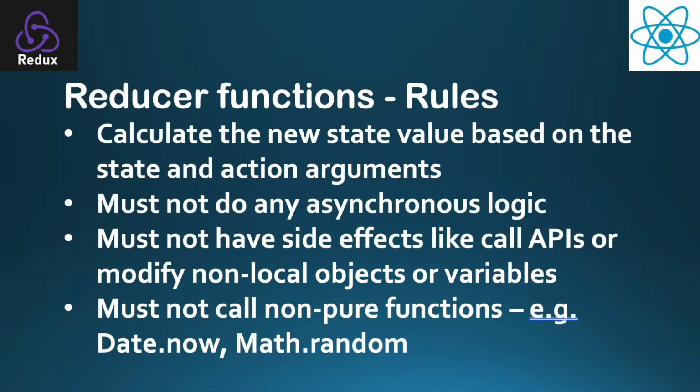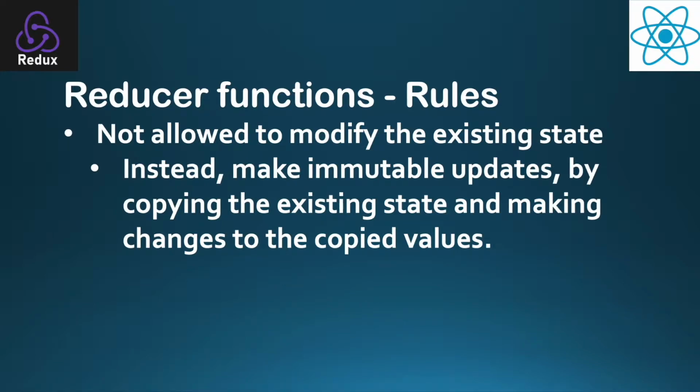If we modify non-local objects or variables, it would have impacts. And if we call non-pure functions like Date.now, every time we run it, we'll probably get a different value. So we cannot call these non-pure functions. Non-pure functions meaning here those whose output can change whenever we call them. So this is the first set of rules.